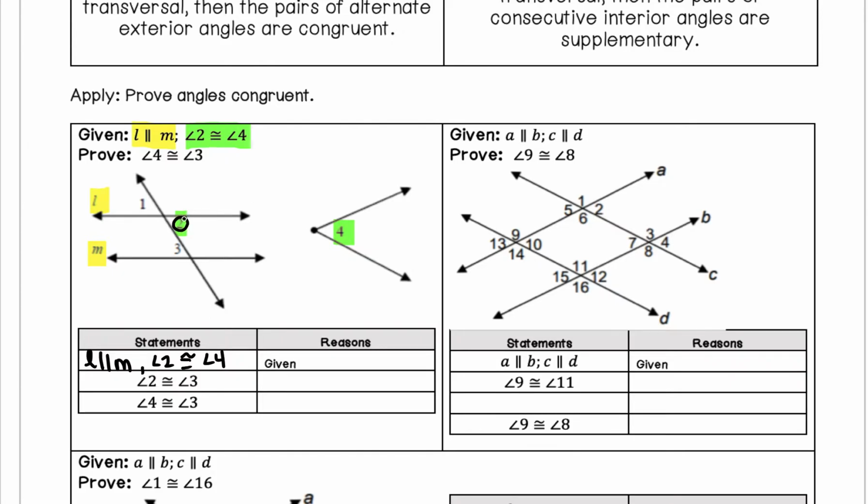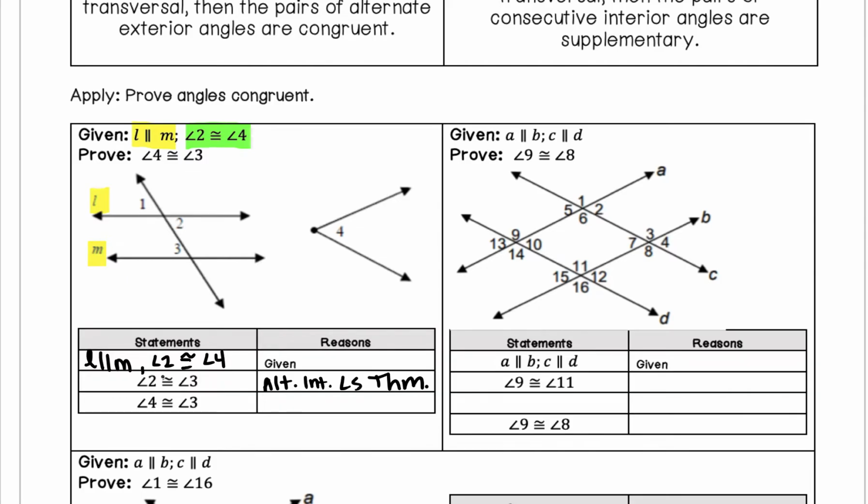Well, if you look at where angle 2 and angle 3 are in comparison to the parallel lines and the transversal, we can see that angle 2 and 3 are alternate interior angles. That means that we can state them as congruent because of the alternate interior angles theorem.